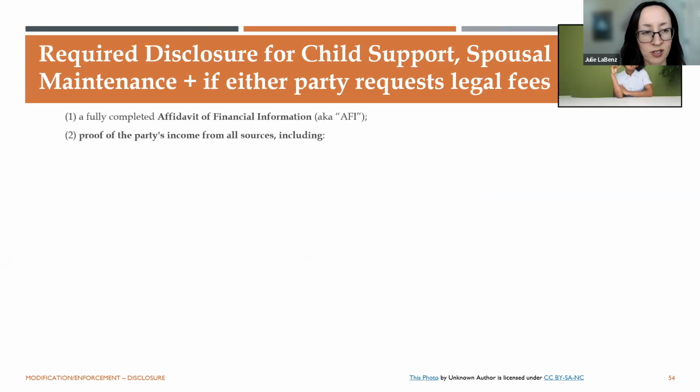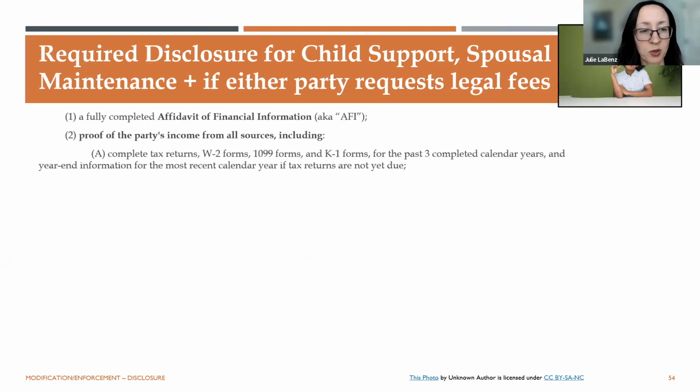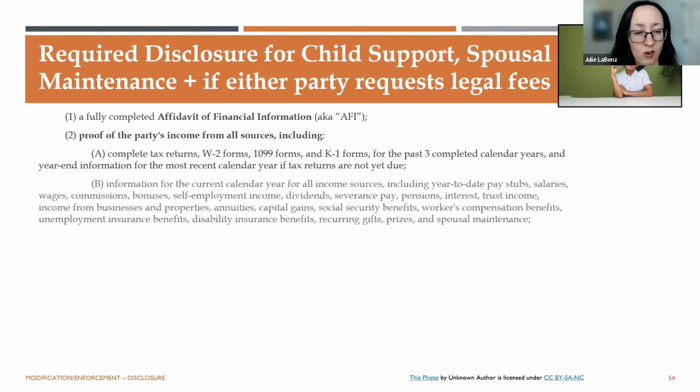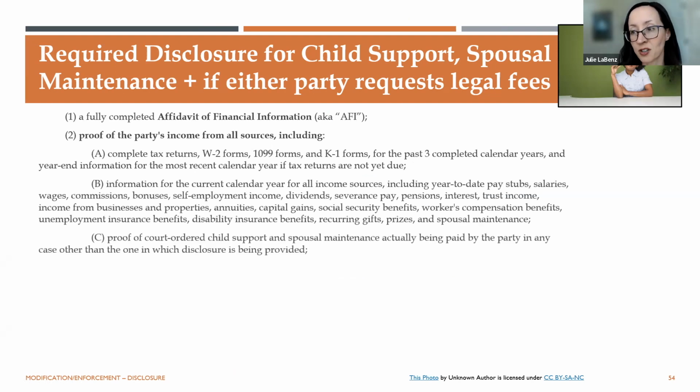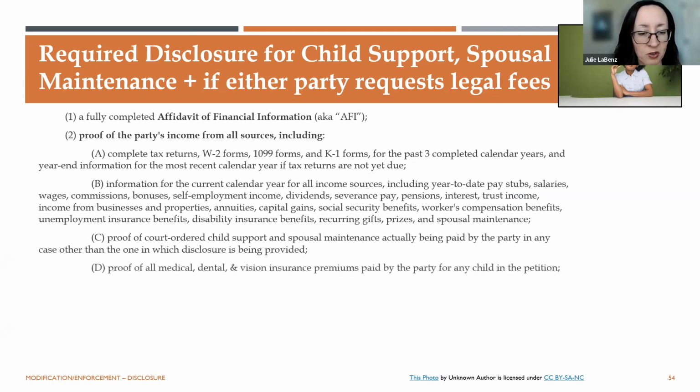So just a reminder, if you have a case involving child support, spousal maintenance, or a request for legal fees, there's a lot of documentation to disclose. So your AFI, and then proof of income from all sources. And that includes tax returns for the last 3 years.